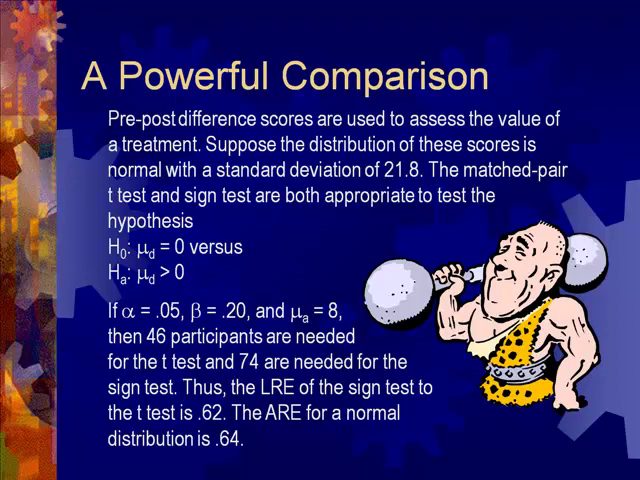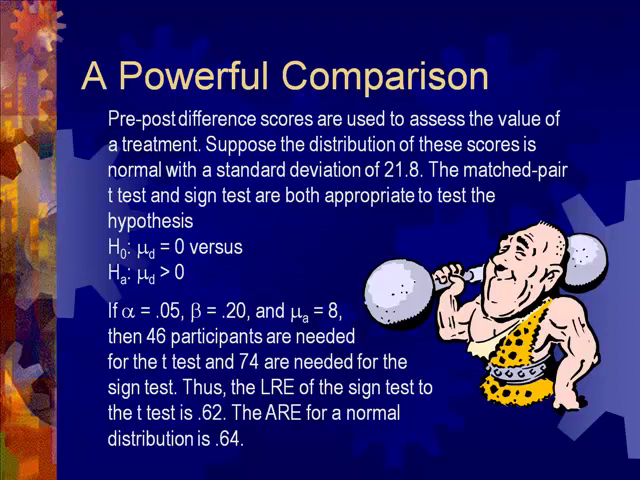Let's take a look at an example. Pre-post difference scores are used to assess the value of a treatment. Suppose the distribution of these scores is normal, with a standard deviation of 21.8. The matched pair t-test and the sign test are both appropriate to test the hypothesis that the mean difference equals 0 versus the mean difference does not equal 0.